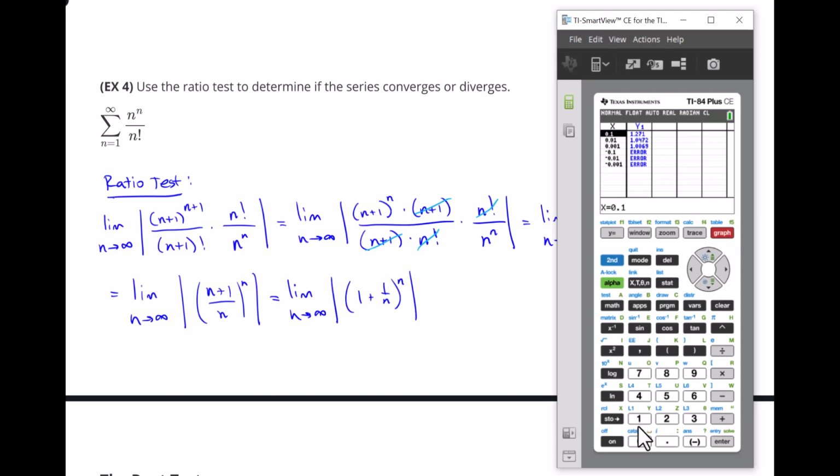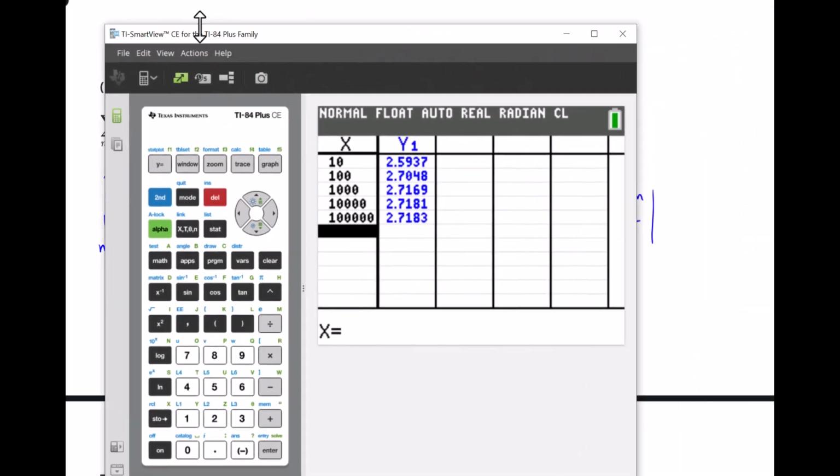And we'll let n go to infinity, so we'll do 10, 100, 1,000, 10,000, and so forth. Now, let me make this larger for you. If we look at what's happening here, it's definitely converging. You can see we started with 2 for the whole number, and then the first decimal started at 5, but then it settled in on 7, and then the second digit settled in on 1, the third digit settled in on 8.